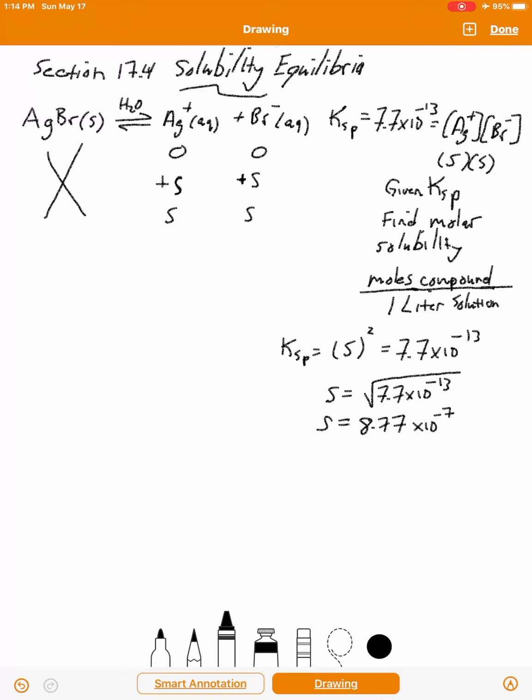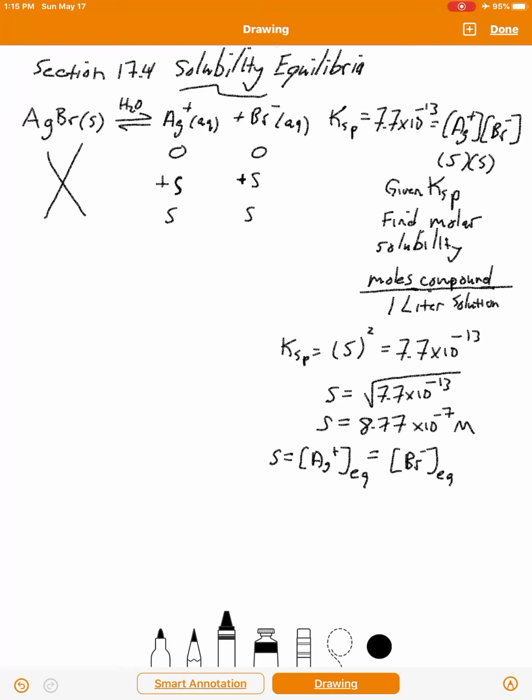Okay, so now let's figure out what this S means. S is equal to the concentration of silver ions at equilibrium, right? So if you try to dissolve silver bromide into water, what you'll find is the concentration of the silver ion would be this value here. So that's in molarity units. And that would also be equal to the concentration of bromide, right? At equilibrium. So it gives you those two quantities, what their concentrations are.